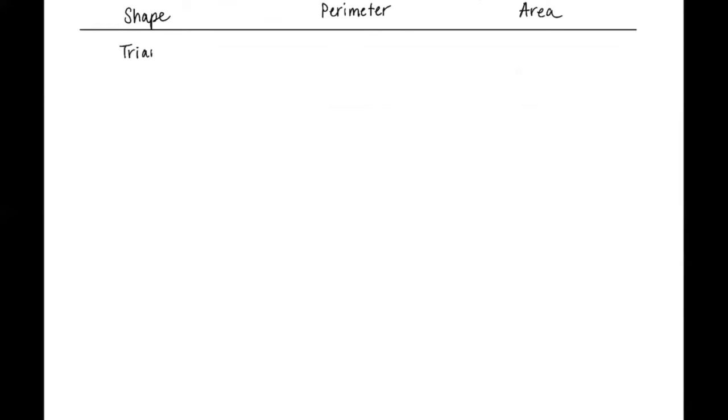So let's start with our triangle. To know everything about our triangle, which is here, you need a couple things. You have sides A, B, and C. Your perimeter then is just the sum of these. Add up those three sides.